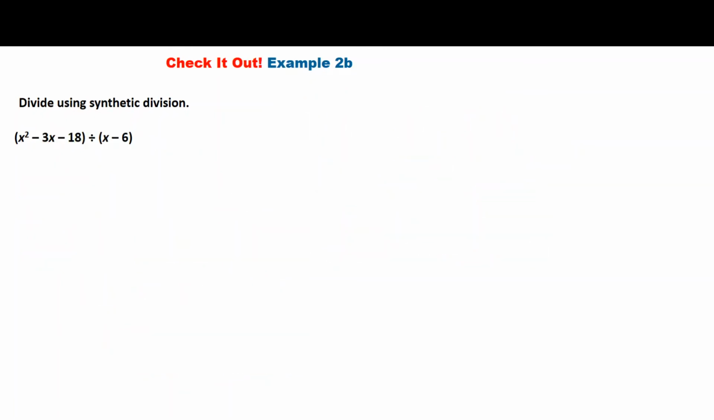Try one more on your own. Turn the video off, give it a try. Okay. So you should again check this and find out what our first number is going to be. So what makes this 0? It's going to be positive 6 because 6 minus 6 is 0. So our first number is going to be 6. Go ahead and draw our box in.